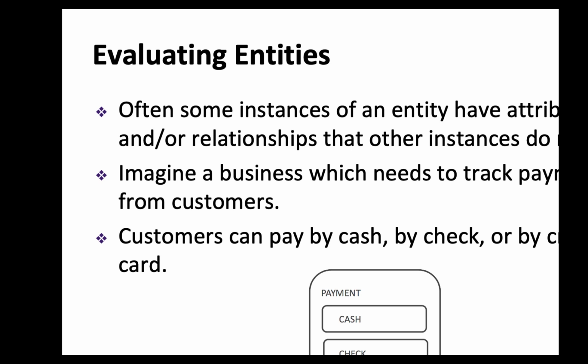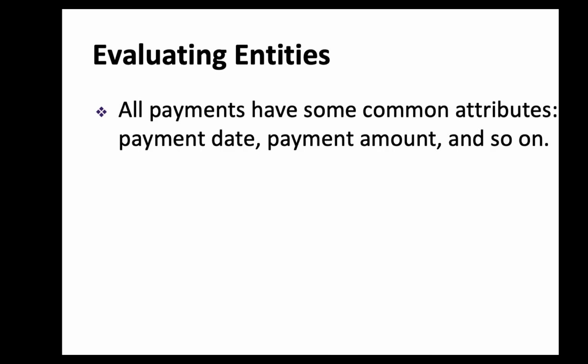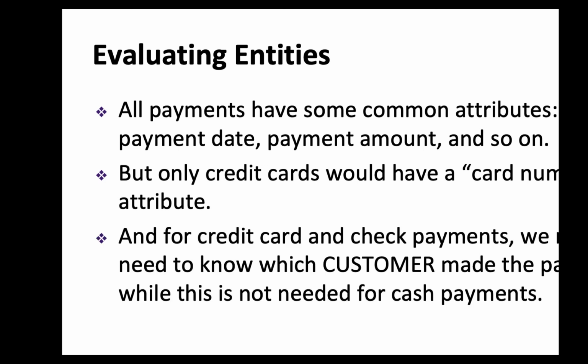So in our ERD, instead of writing so many related or similar entities, 3-4 entities, we can merge these similar entities in one supertype entity, if obviously they belong to the same thing, right? So all payments have some common attributes: payment date, payment amount, but only credit cards would have a card number attribute. And for credit card and check payments, we may need to know which customer made the payment, while this is not needed for cash payments.